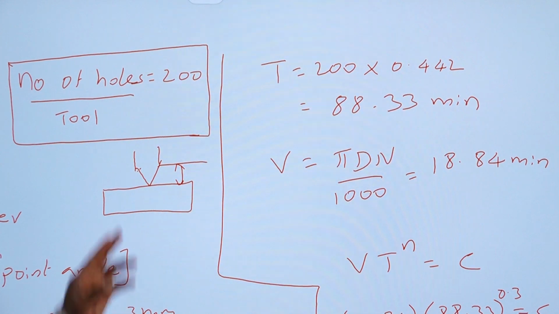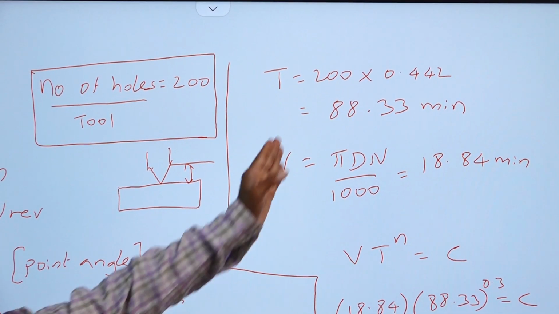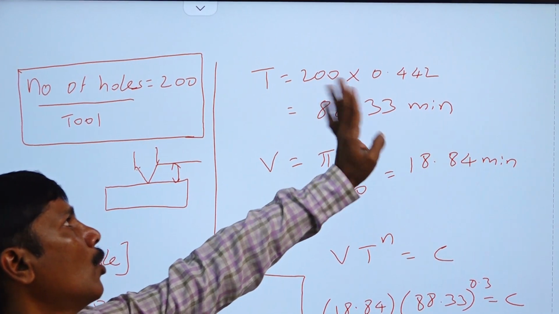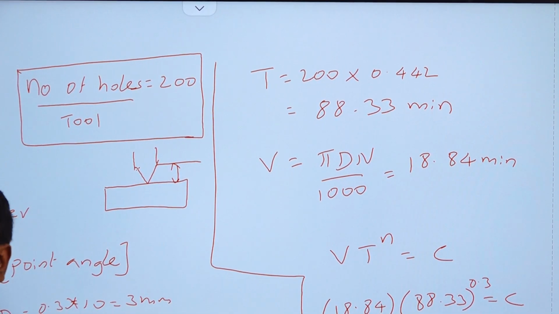The number of holes cut by the single tool is given in the problem, it is 200. So, total tool life can be found out by 200 into single hole. So, it is 88.33 minutes.